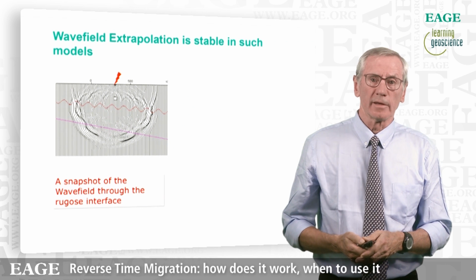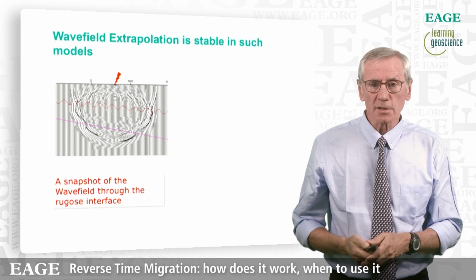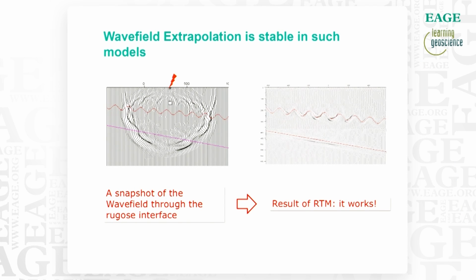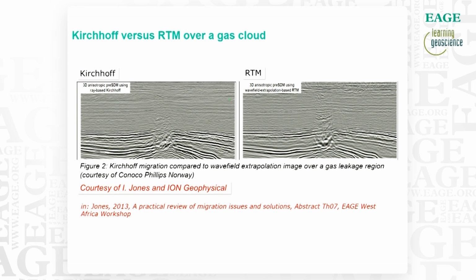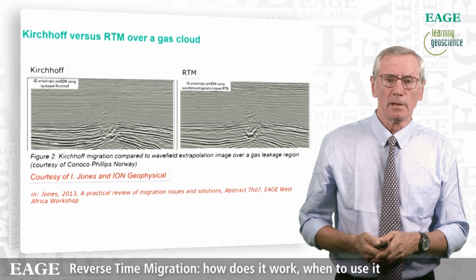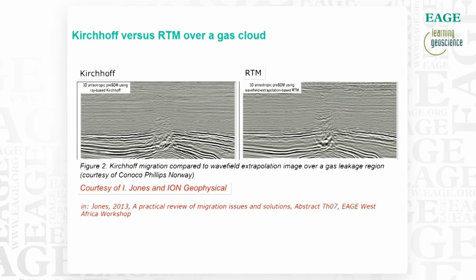Wavefield extrapolation, on the contrary, if the grid size is adapted to the complexity of the model, will be stable. RTM works with this complex model. Here is a real case comparison courtesy of Ian Jones with ION Geophysical. In this case, the complexity of the model comes from a gas leakage. Kirchhoff fails to image the reflectors below the gas cloud. RTM does a much better job.